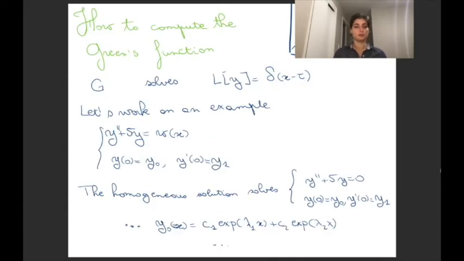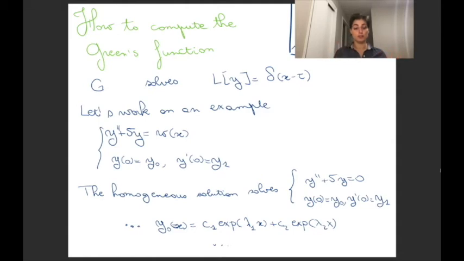So how do you compute the Green's function? So G solves our differential operator applied to G equals delta of x minus tau. Let's try to be more precise by working through an example. So we have y second plus 5y equals w(x), and we have a boundary condition at 0 for y and a boundary condition at 0 for y prime.